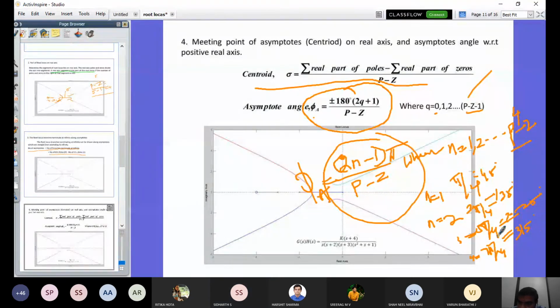315. It will come as the symmetric 45, minus 45. Where is it minus 45? 315 we can write as minus 45, no? Yes or no? In the circle, 360 minus 315 is minus 45, correct? So this is minus 45. And this is 135, 225, we can write it as minus 135. So always, if it is an even number of asymptotes, it will come symmetric. Okay, any doubt in that?